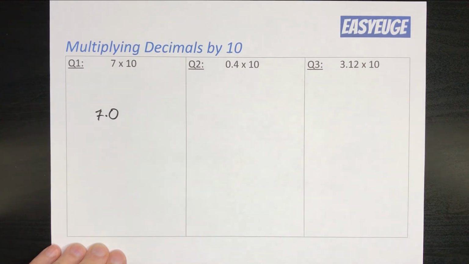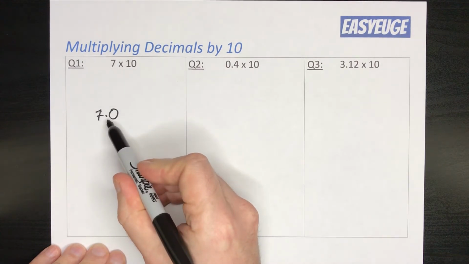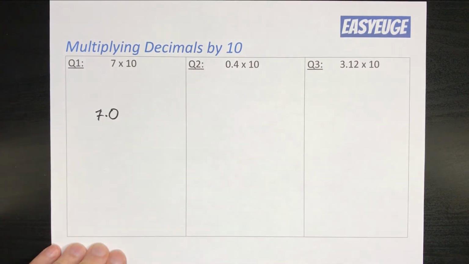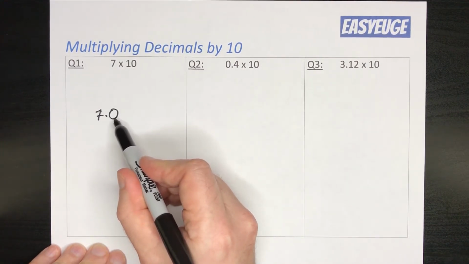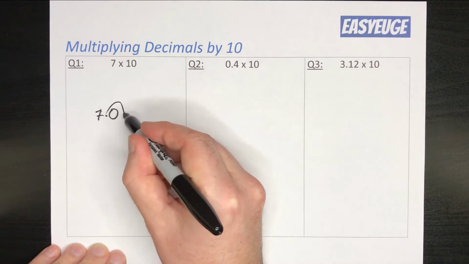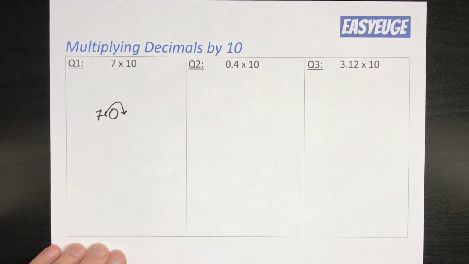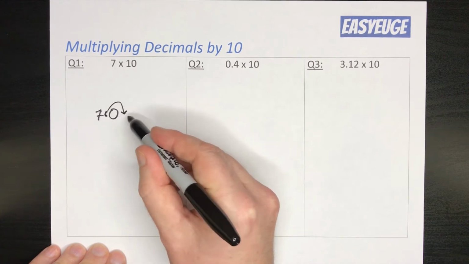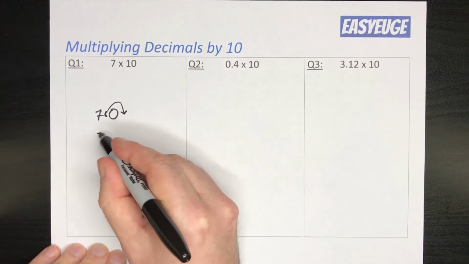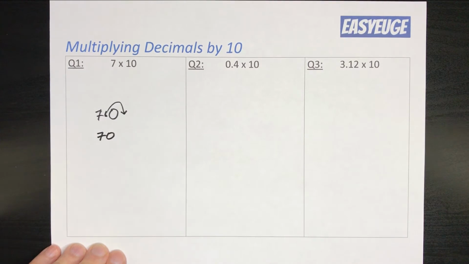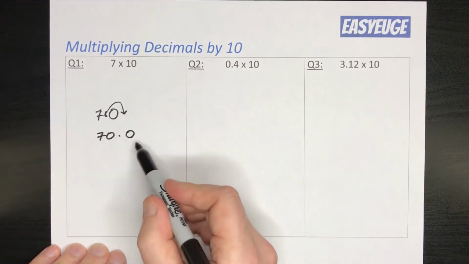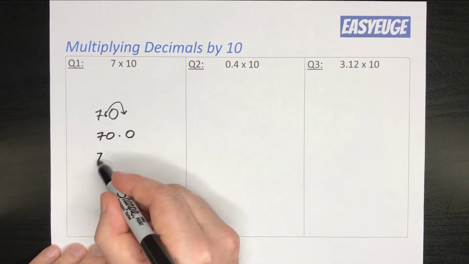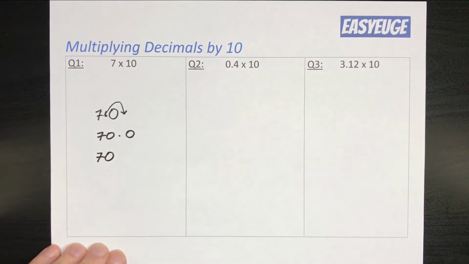So let me show you a little trick about moving the decimal point. When you're multiplying by 10, you can take the decimal point from 7.0 and move it to the right. So it jumps from in the middle to the end. So this becomes 70.0 really, but we know that any .0 you can just cut that bit off and leave it as 70. So we know that 7 tens are 70.